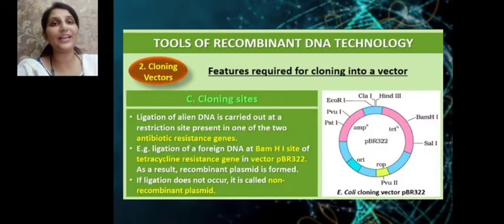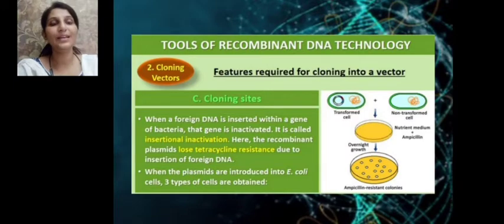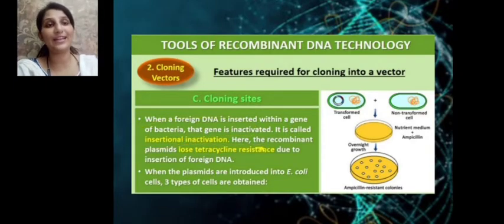A plasmid with a piece of DNA is called a recombinant plasmid, whereas one lacking a gene of interest is called a non-recombinant plasmid. When a foreign DNA is introduced within the gene of a bacterium, the gene is inactivated. If a foreign DNA is ligated into a gene of bacteria, that particular gene becomes inactive, and this process is called insertional inactivation, because it is due to the insertion of a piece of DNA that it has become inactivated.